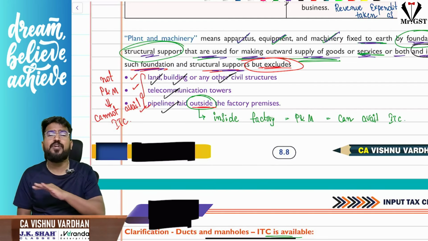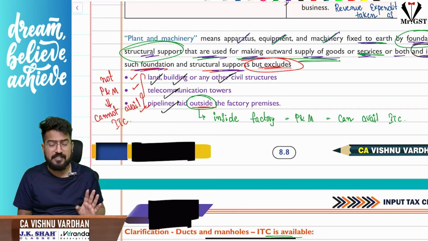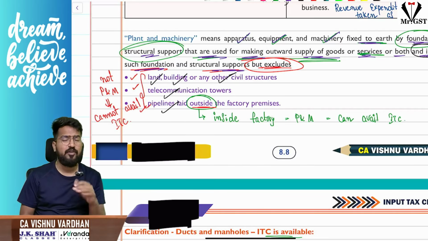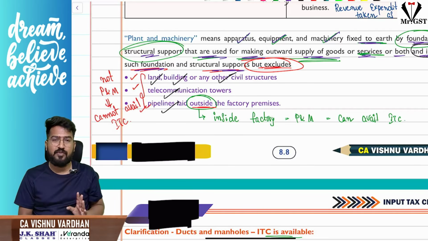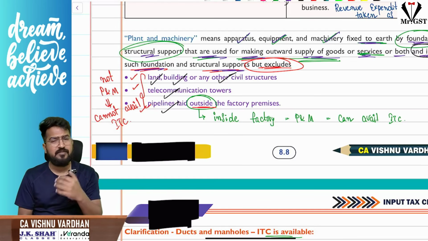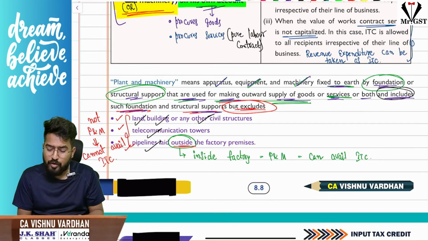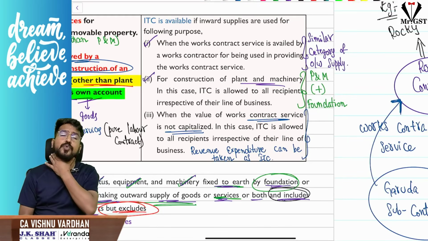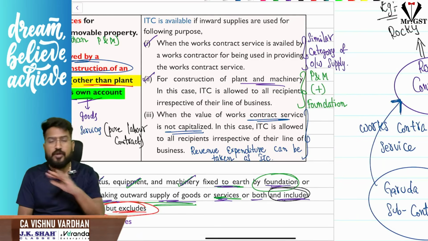That means you cannot avail ITC on these things. Any other thing, any machinery, equipment, etc., which is installed or used in the factory for making outward supply, for that construction, if you are taking works contract services or buying some goods and services, you can happily take ITC. Not only for plant and machinery, but also its foundation. If you're buying something, then you can take ITC, no doubt about that.